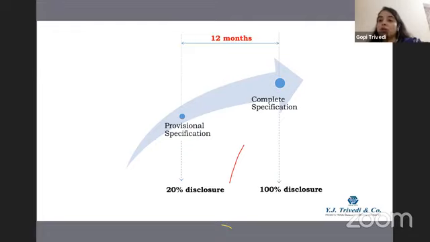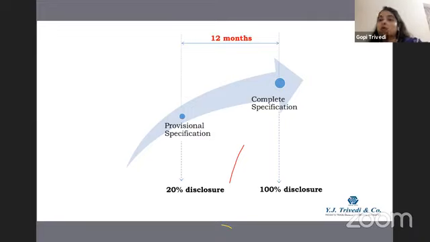I want to submit, or I have to submit along with my patent application. I have 2 stages. The first stage is provisional specification stage, wherein I would be at least disclosing 20% of my invention or the underlying idea of my invention. Within 12 months, as per the Patent Act, I'm supposed to complete and file the complete specification with its full disclosure. So my timeline is 12 months, and I'm supposed to do it only once.